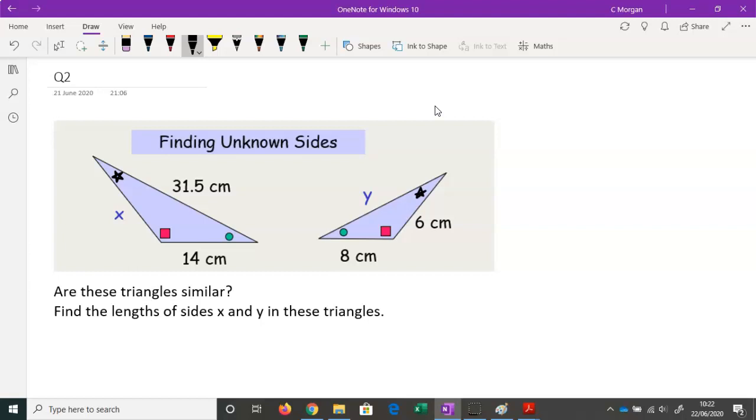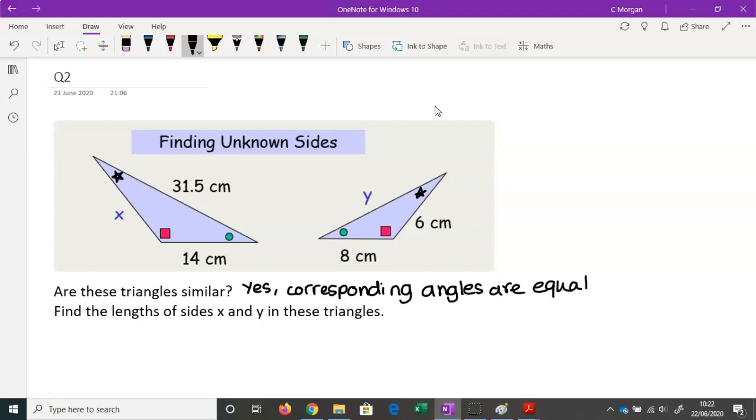Now since my triangles have got the same corresponding angles, I therefore know that these triangles must be similar. So I'm going to say yes, they are similar because corresponding angles are the same or equal. So that's going to be my answer to that bit.